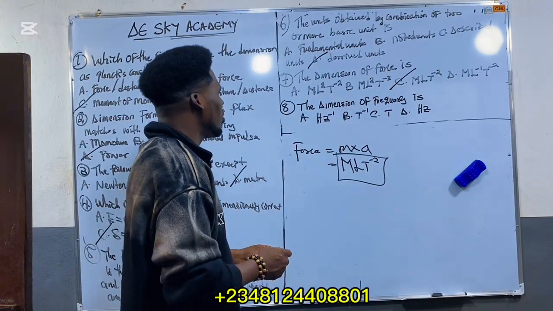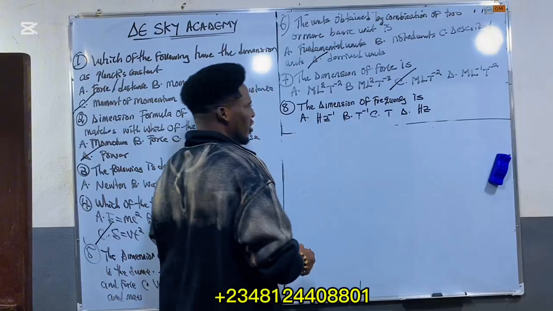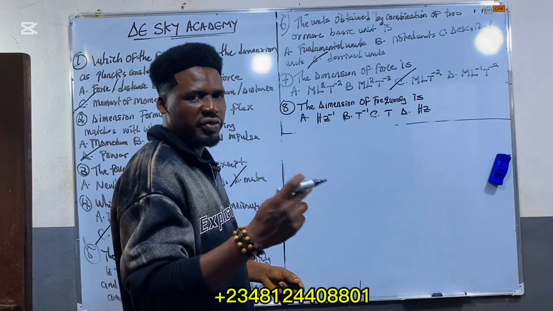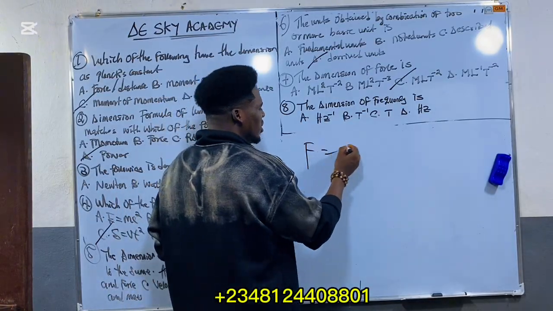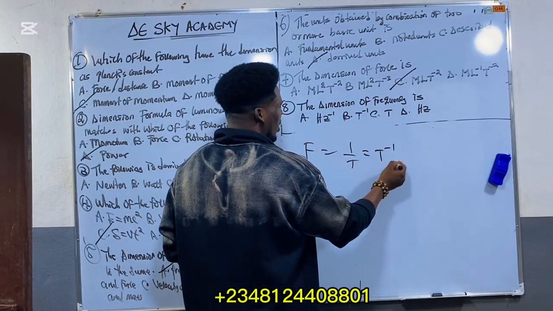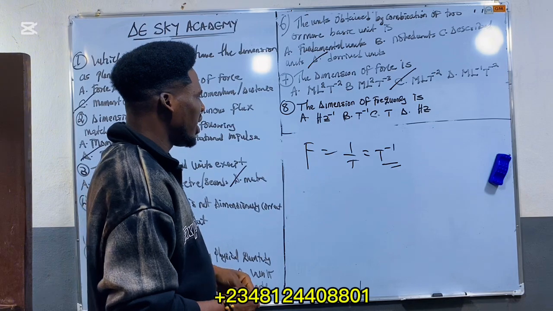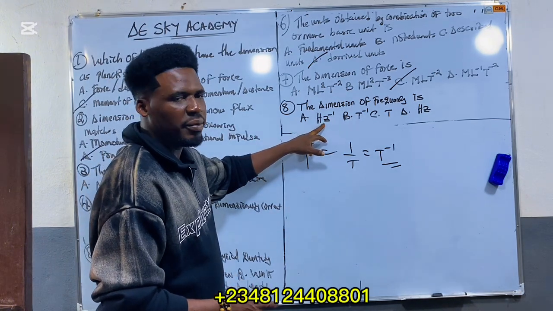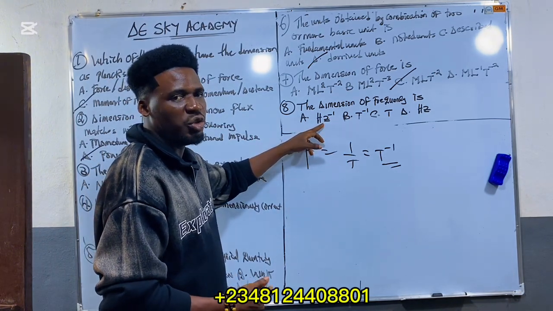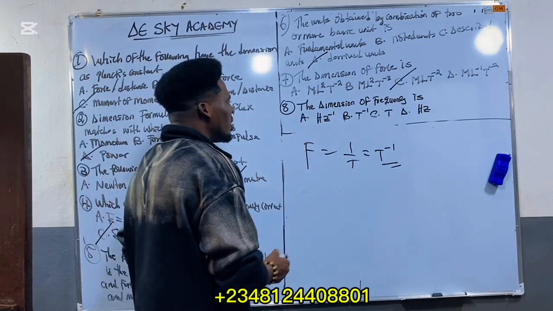Now, question number 8. The dimension of frequency. So frequency is 1 over T, right? So the dimension of frequency will be T⁻¹. So do we have anything like that in the options? Yes. Now, this one is hertz. Dimension is not in unit. Do you get it now? So it cannot be A, but the correct answer is option B.